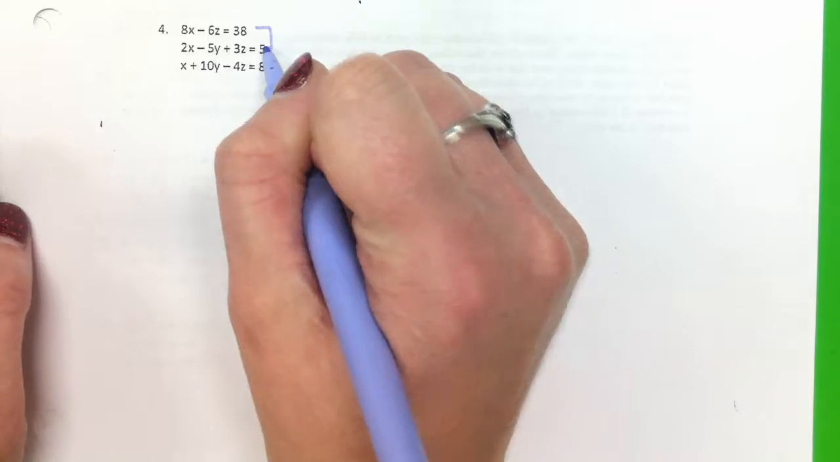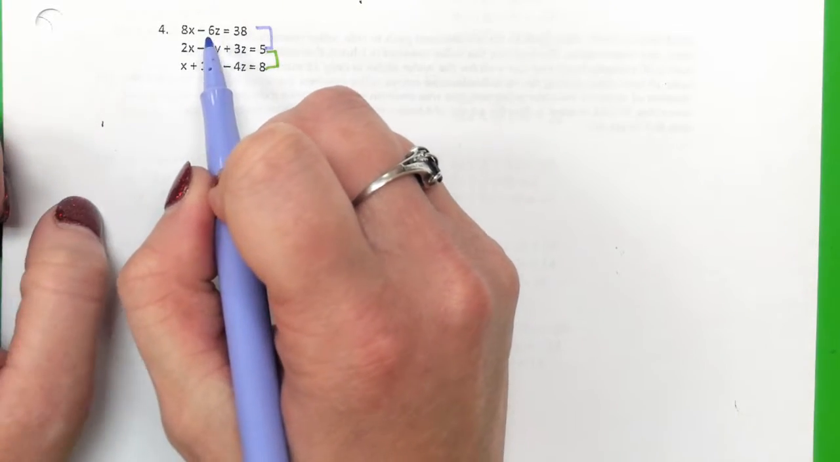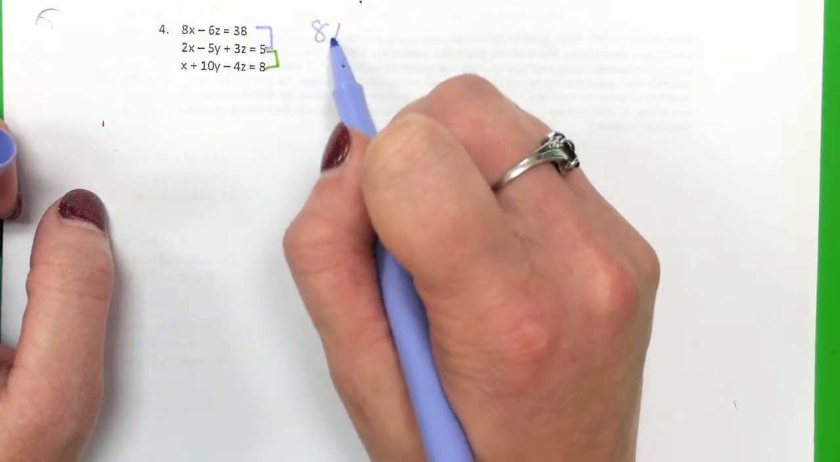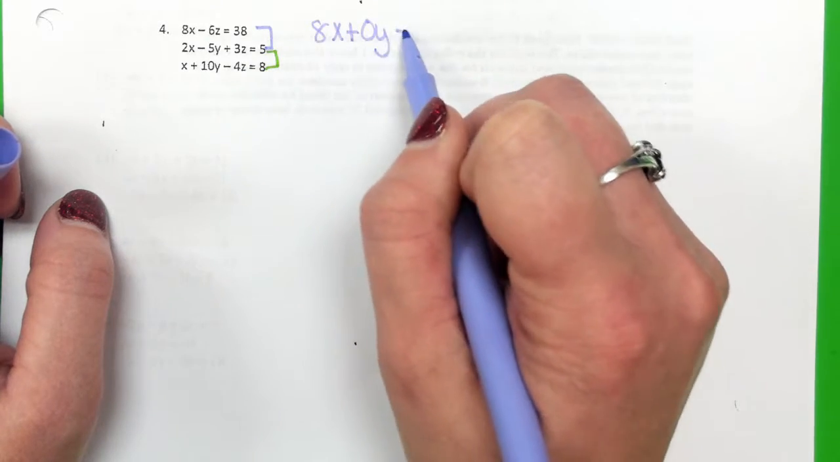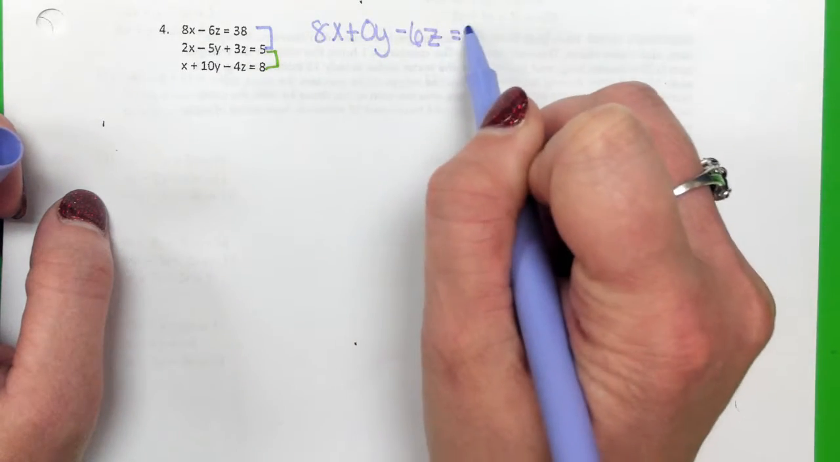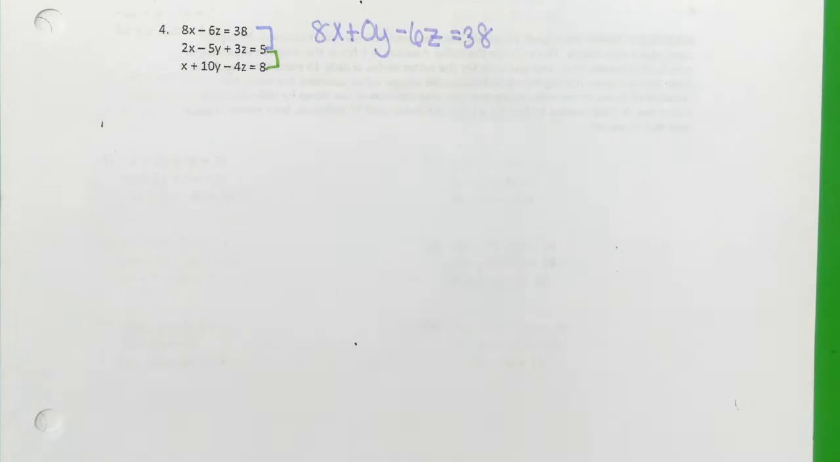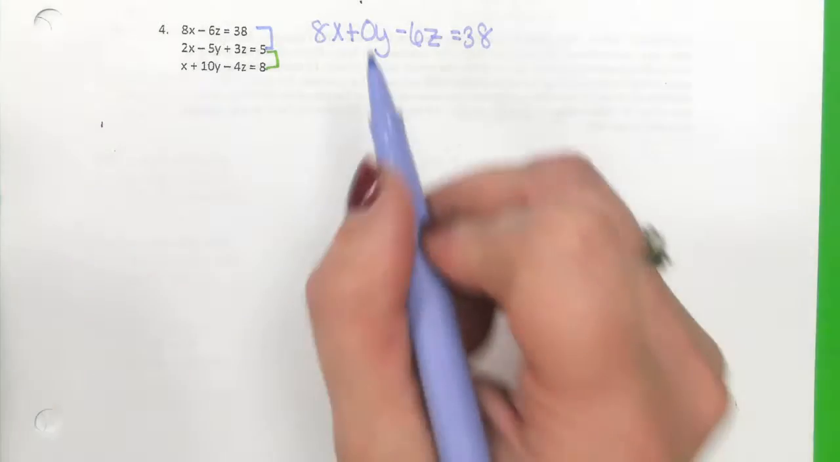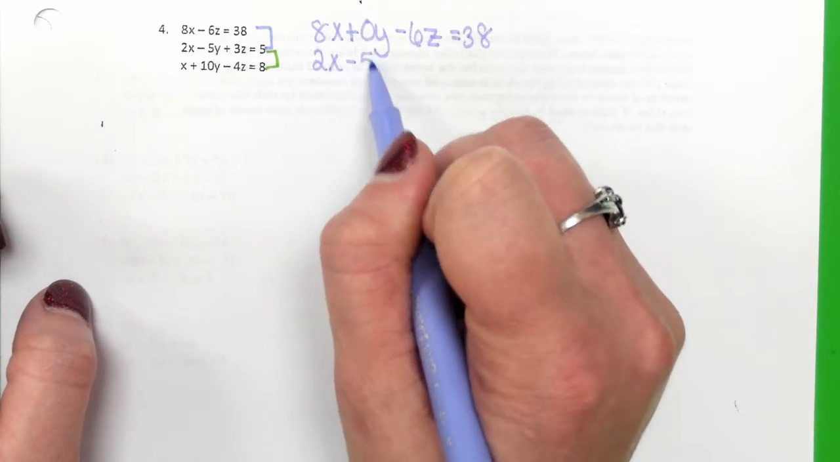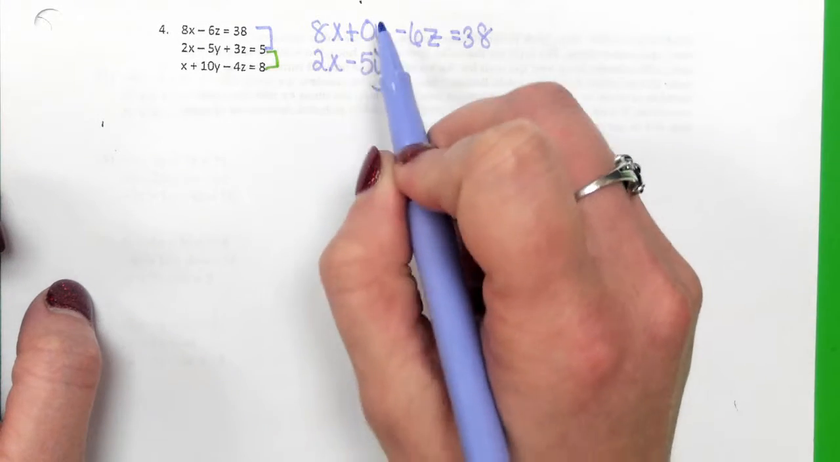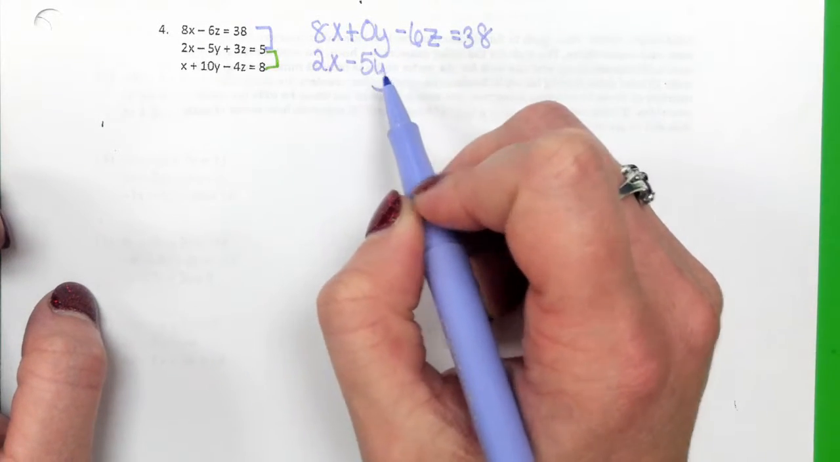What about number 4? What about that first guy? If you don't have any money, how much money do you have? 0. So if I don't have a y, what do I write? 0. So you write 8x plus 0y minus 6z equals 38. And then line the other one up, because you've got to do that as a placeholder. You've got to line that 5 up with somebody, okay?